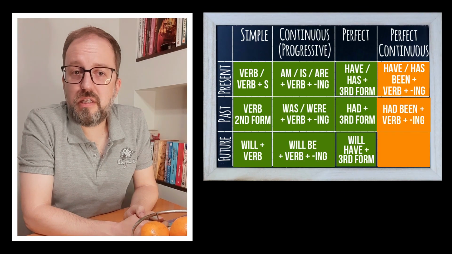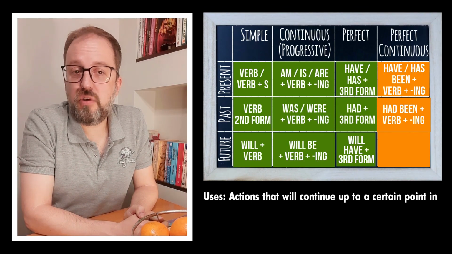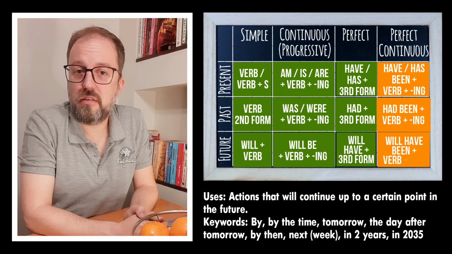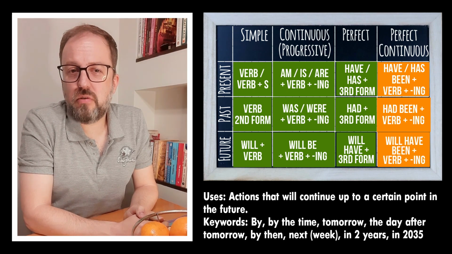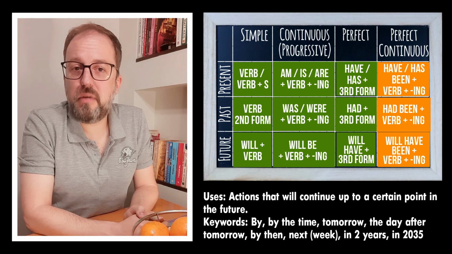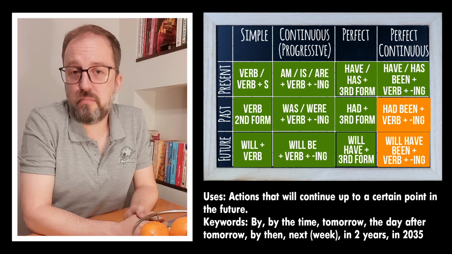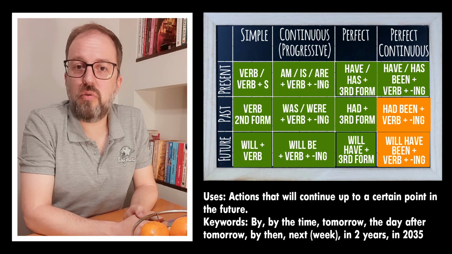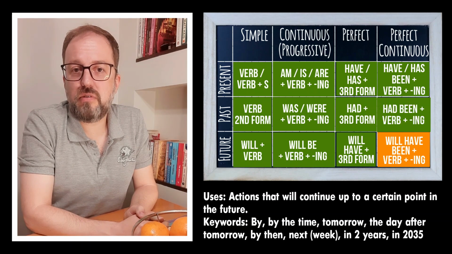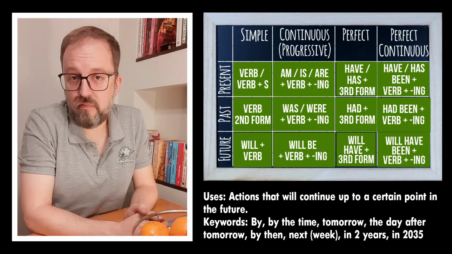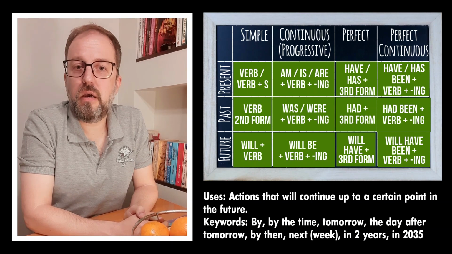Future perfect continuous is exactly the same but in the future. In 2 years I will have been learning Russian for 7 years. So for these perfect continuous tenses we use the same keywords as for the perfect simple tenses. So for present perfect continuous we use has or have, for past perfect continuous we use had, and for future perfect continuous we use will have, and for all of them we need to add been plus verb plus ing.